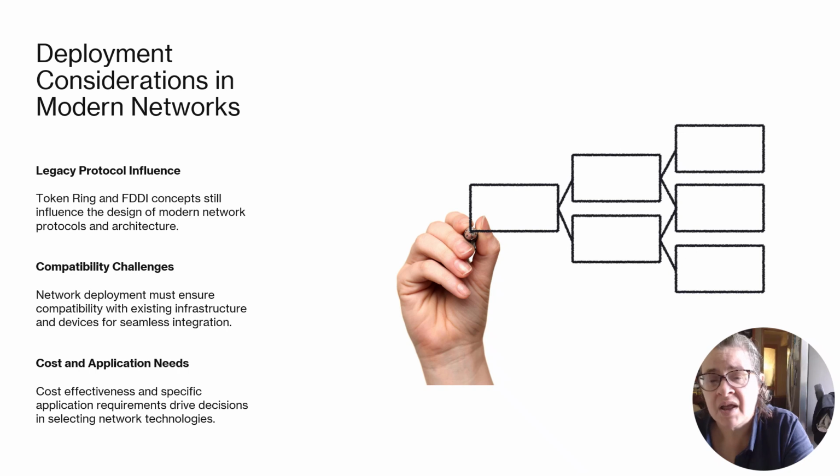While largely replaced by Ethernet, which it absolutely has been, token ring and FDDI concepts influence modern protocols. Considerations include compatibility, costs, and specific application needs. Honestly, I would replace token ring with Ethernet. Seriously, that is something you should do. If you've got legacy systems, you need to go Ethernet and not token ring.